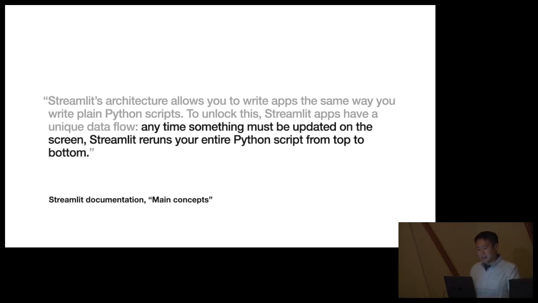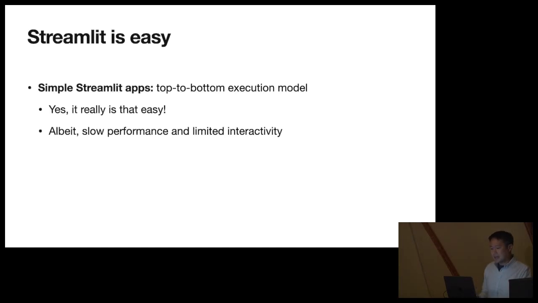And the way they're able to do this is this: Streamlit's architecture allows you to write apps the same way you write plain Python scripts. To unlock this, Streamlit apps have a unique data flow. Anytime something must be updated on the screen, Streamlit reruns your entire Python script from top to bottom. Nobody else does this. This is only Streamlit. And it really is that easy. It is true. I'm not here to debunk Streamlit's ease of use. You might learn Streamlit by accident. You could write a Streamlit app falling out of bed.